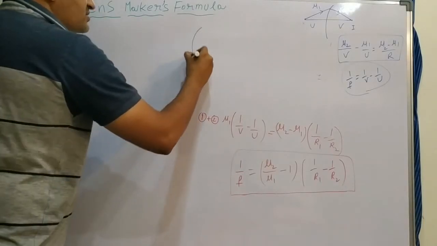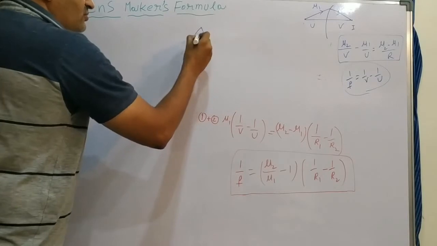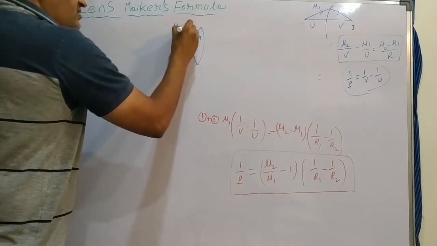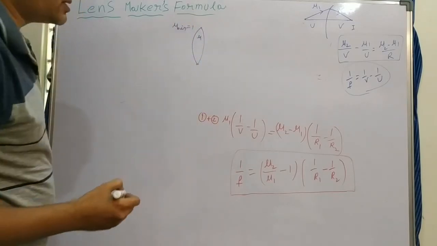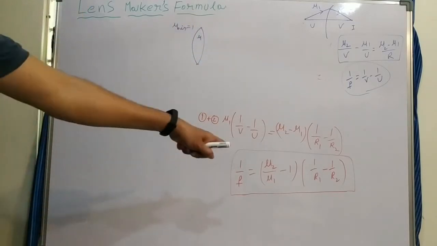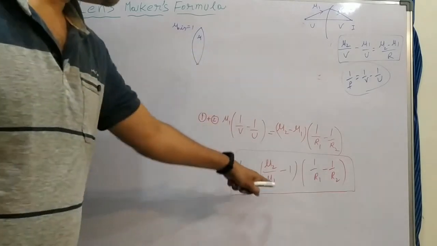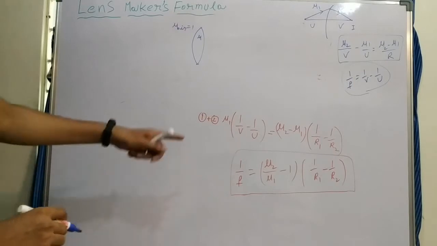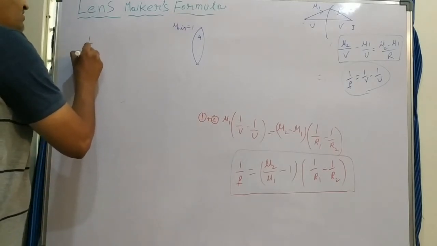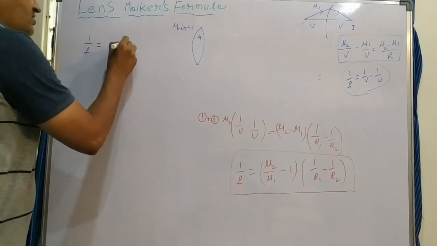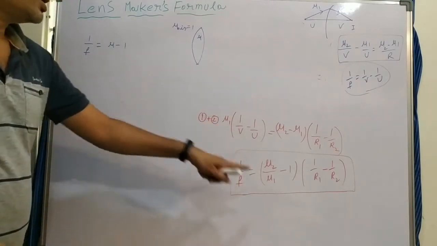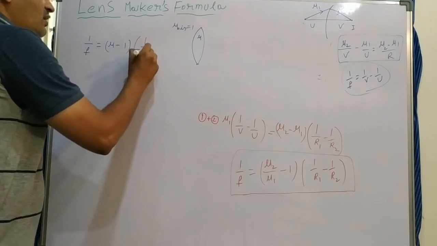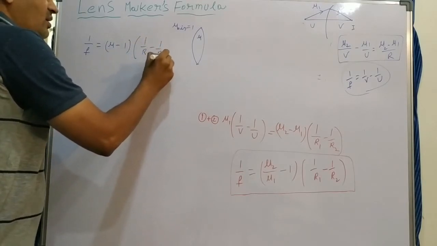There is a lens having refractive index mu placed in air. Air's refractive index is 1. In that case, what can you take? mu2 is the refractive index of the lens and mu1 is the refractive index of the medium in which it is placed, here that is 1. Then what you get is 1 by f is equal to mu minus 1 into 1 by r1 minus 1 by r2.